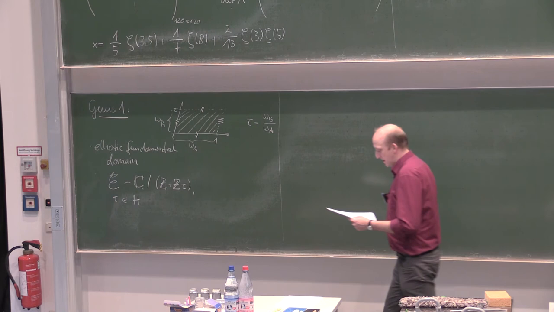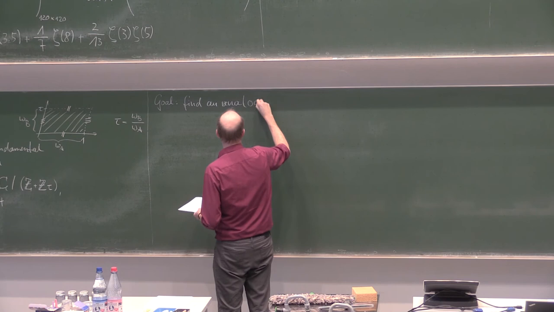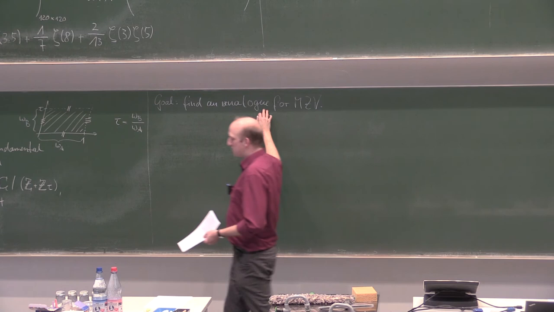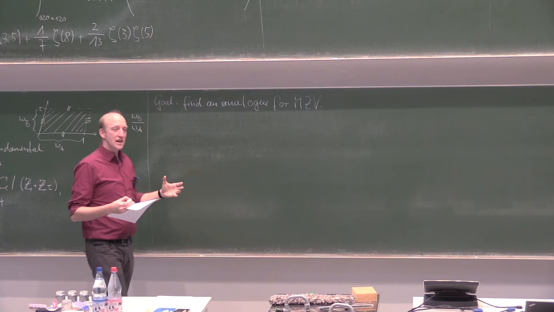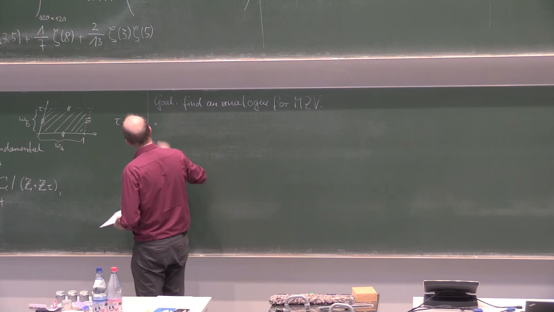So the goal is, of course, to find an analog for multiple zeta values. Historically, multiple zeta values were defined as the sum representation. I showed that for the genus 1 geometry, there is, again, a set of very natural objects which are very, very similarly defined to the sum representations of the zeta values. It's just a little different.